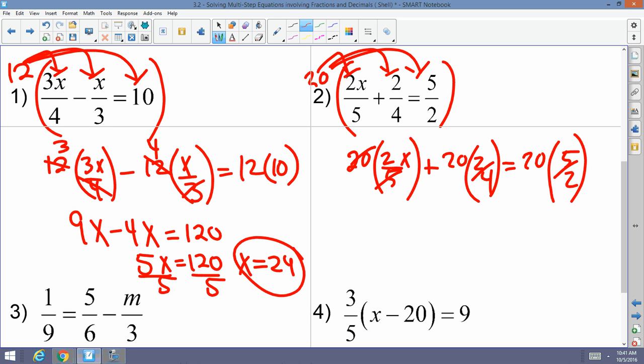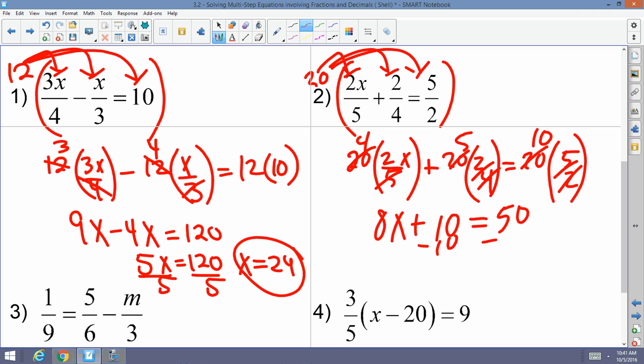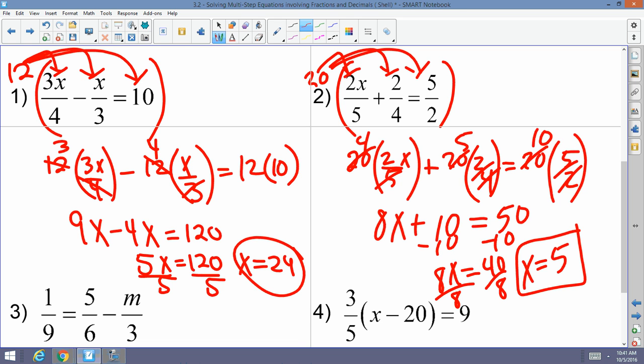So 5 goes into 20 4 times. That's 8x by fraction. 4 goes into 20 5 times. 5 times 2 is 10 by fraction. 2 goes into 20 10 times. 10 times 5 is 50 by fraction. Subtract the 10 from both sides. 8x equals 40, divided by 8. X equals 5. No fractions to worry about.